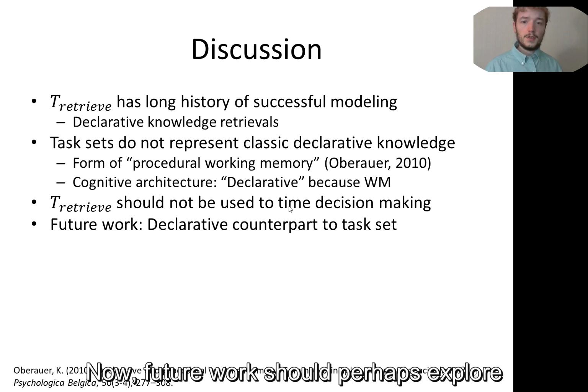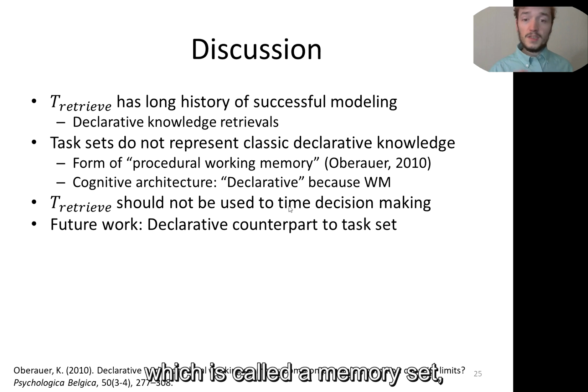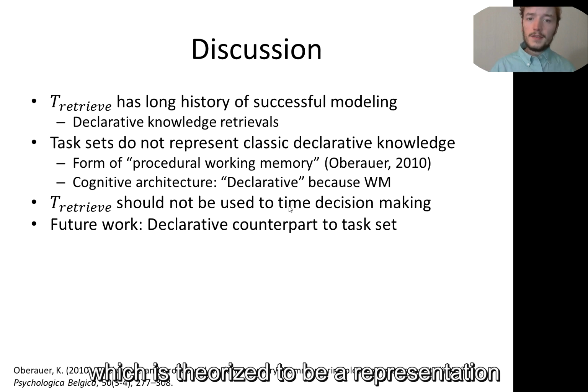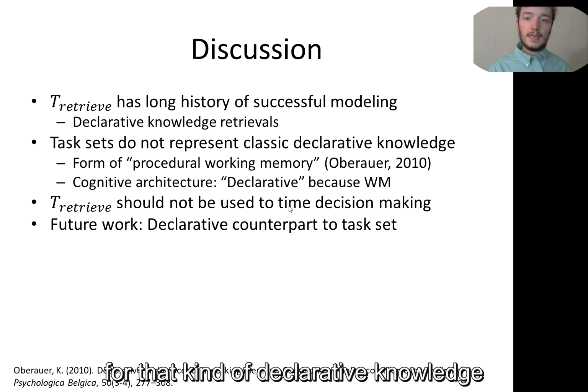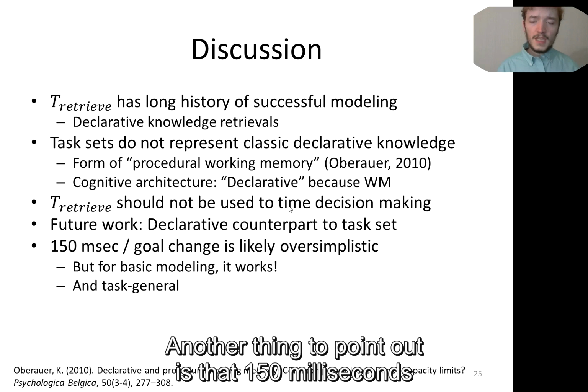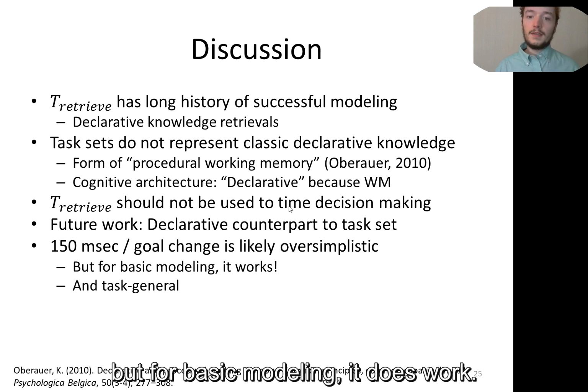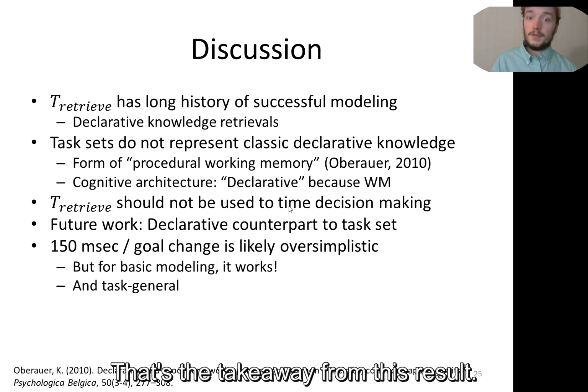Now, future work should perhaps explore the declarative counterpart to a task set, which is called a memory set, which is theorized to be a representation for that kind of declarative knowledge that T-retrieve is normally used to represent. Another thing to point out is that 150 milliseconds per goal change is likely oversimplistic as a model, but for basic modeling, it does work. That's the takeaway from this result.